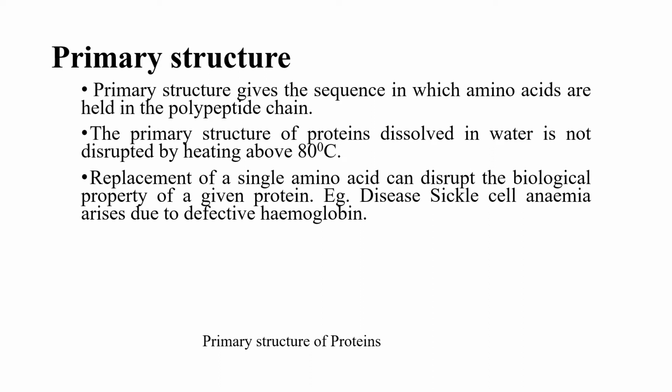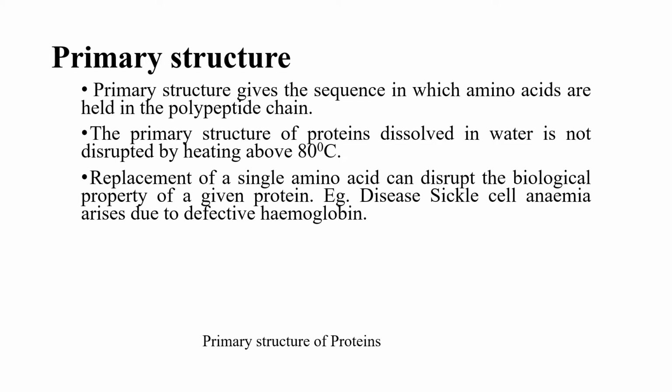Primary structure. The covalent structure of a protein is called its primary structure. It gives the sequence in which the amino acids are held in the polypeptide chain. The primary structure is very important regarding the biological properties of proteins, because the change of a single amino acid can disrupt the biological property of the protein.